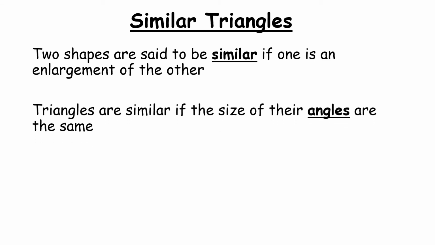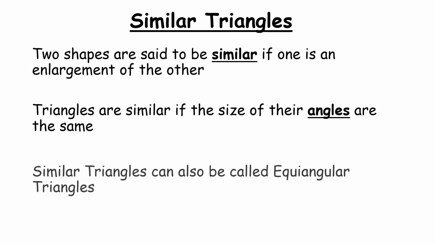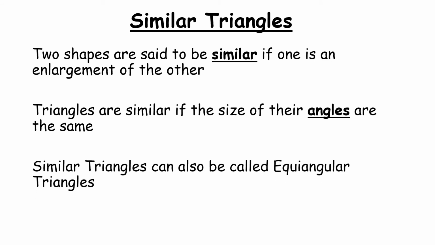So triangles are similar if the size of their angles are the same. So similar triangles can also be called equiangular triangles. So equiangular means equal angles. We don't use that as much, but it can be used to talk about a triangle that has all equal angles, but that's more likely to be called equilateral. But we can talk about two triangles are equiangular if the sizes of their angles are the same. That's how we recognize similar triangles. So similar triangles have the same shape because they have the same angles, but are not the same size. So one is a bigger or smaller version than the other.